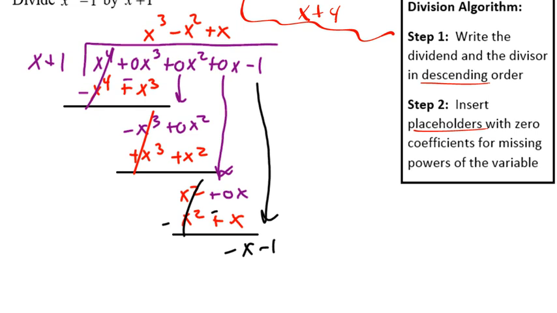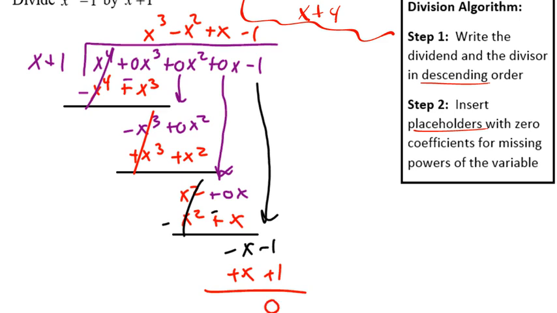And let's do it one last time. x times what is negative x? Well, wouldn't that be negative 1? So negative 1 times x is negative x. Negative 1 times 1 is negative 1. And what do you know? If you change the signs right here, we get a remainder of 0.